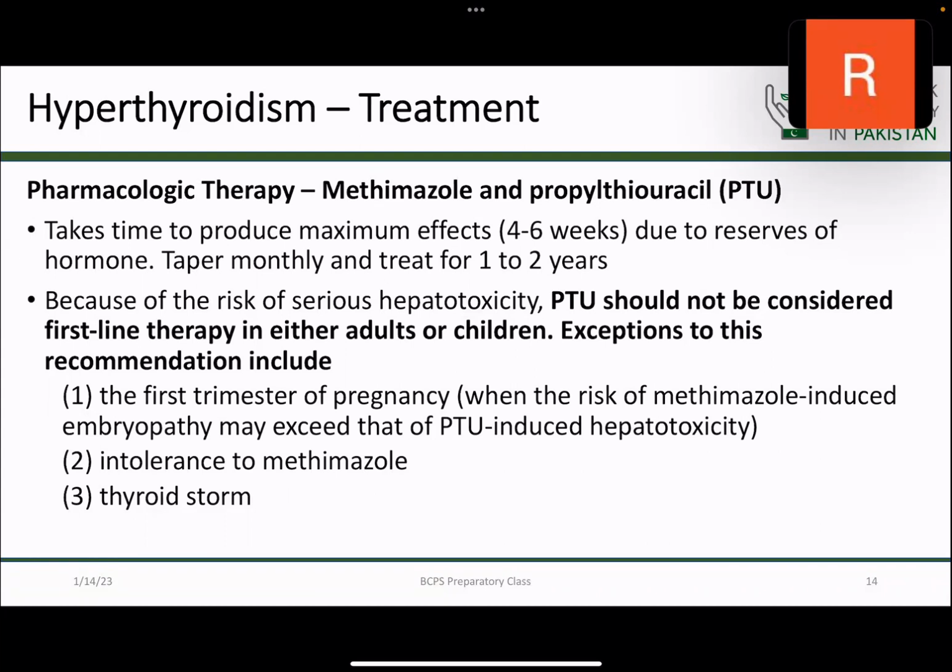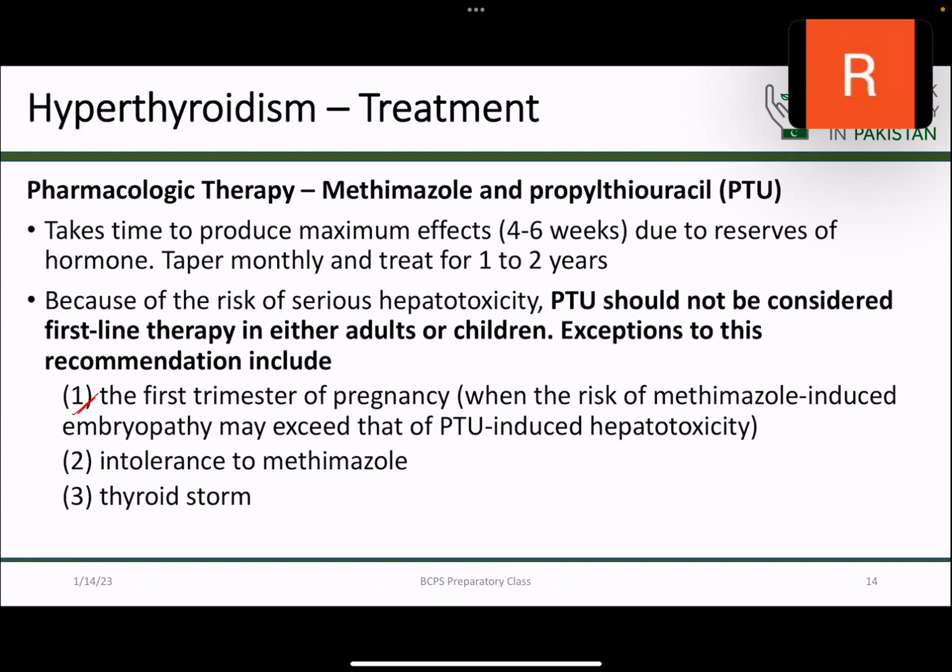And the first one is if the patient is in the first trimester of pregnancy. In this condition, propylthiouracil is preferable because the risk of methimazole-induced embryopathy is more than the propylthiouracil-induced hepatotoxicity. So if the patient is pregnant, in the first trimester, and you have to treat the hyperthyroid state, you can prefer propylthiouracil over methimazole.